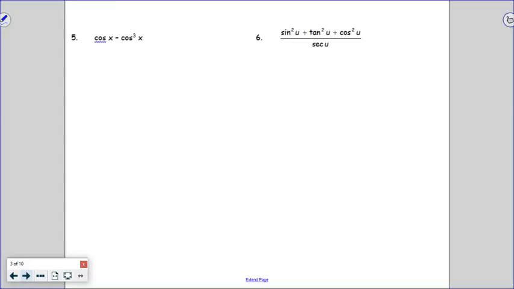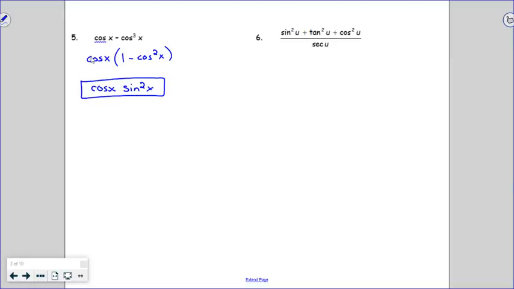Number 5, I would factor out a GCF. And when you factor out a GCF, you have 1 minus cosine squared. 1 minus cosine squared is your Pythagorean identity of sine squared. And that is as simplified as that problem gets.